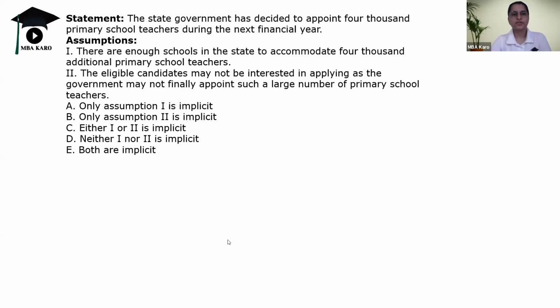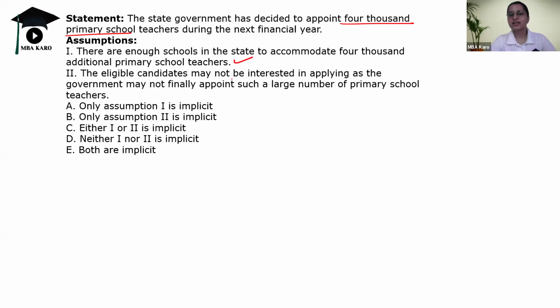Yes. The statement is, the state government has decided to appoint 4,000 primary school teachers during the next financial year. So the state government wants to appoint 4,000 primary school teachers. What is the state government assuming? Number one, there are enough schools in the state to accommodate 4,000 additional primary school teachers. It means there is vacancy, right? So they are assuming that we have enough schools, and those schools are going to accommodate 4,000 additional primary school teachers. This one.